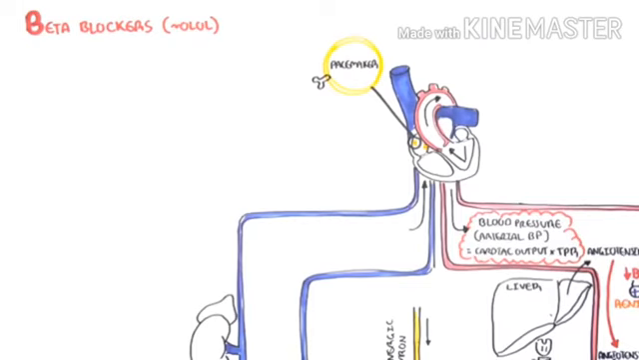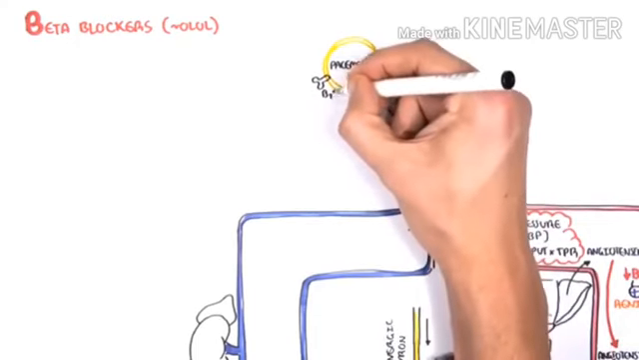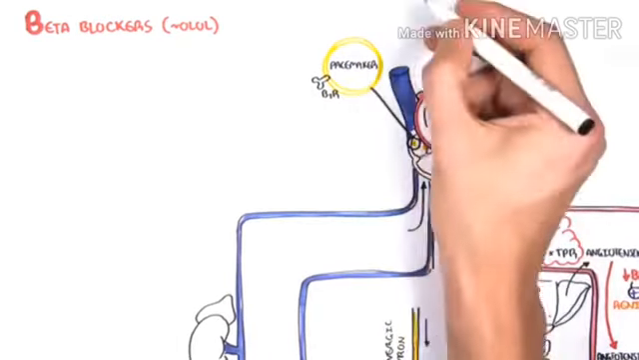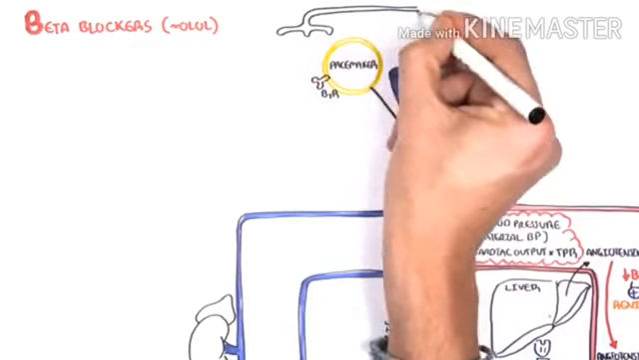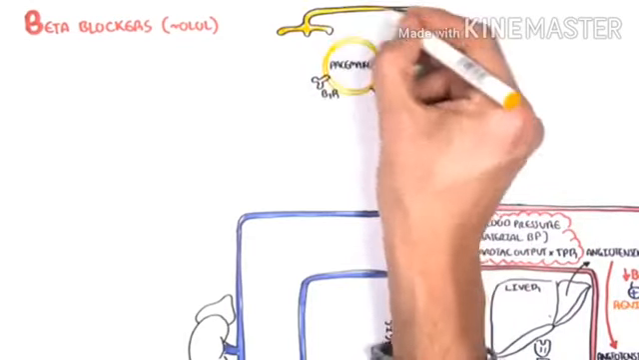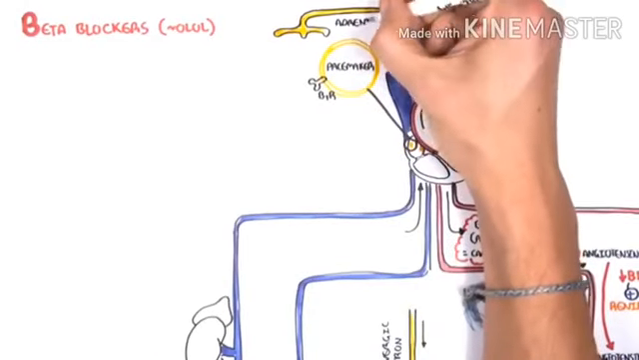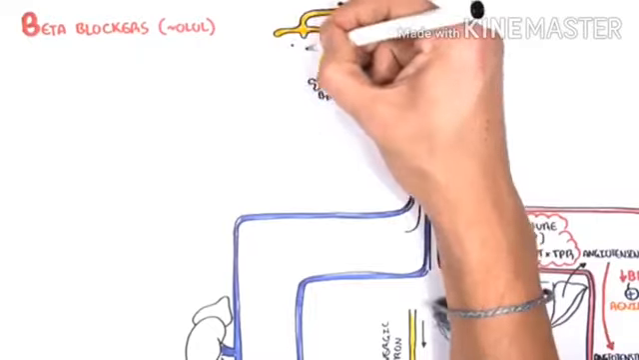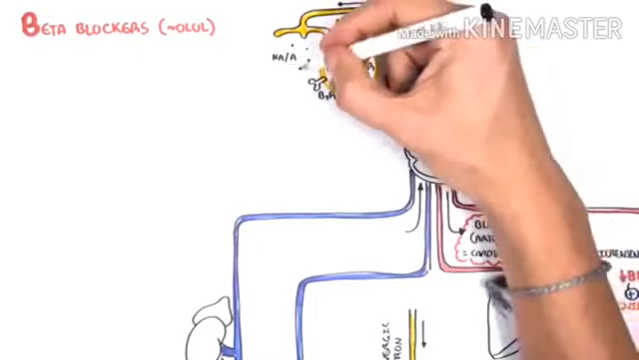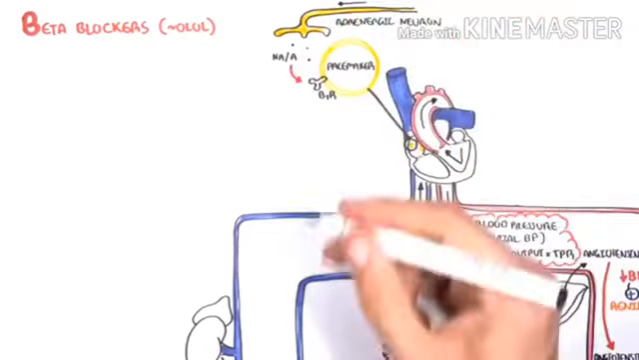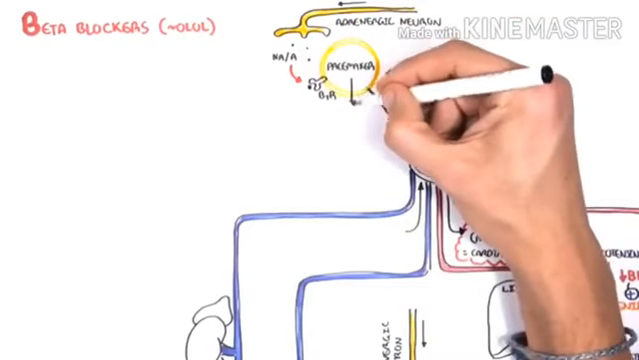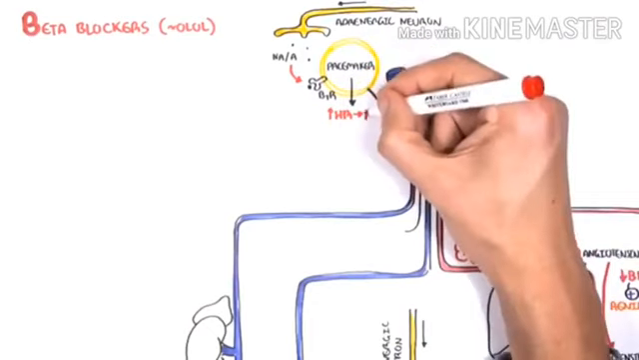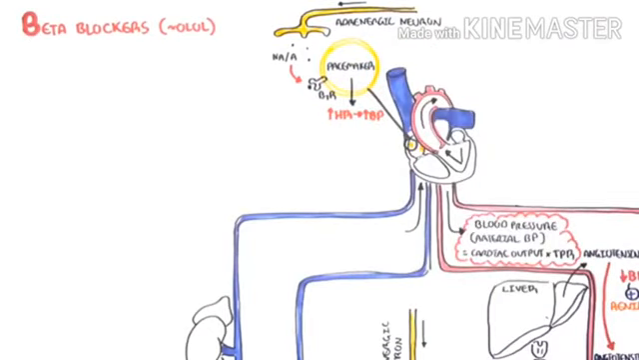Both the SA node and the AV node are supplied with beta receptors, and the activity of the heart is regulated by the sympathetic as well as the parasympathetic nervous system. The pacemaker cells have beta 1 receptors on them, and the beta 1 receptors get activated by the sympathetic nervous system through the adrenergic neurons. Adrenergic neurons release neurotransmitters like noradrenaline and adrenaline. Noradrenaline and adrenaline bind to the beta 1 receptor located on the pacemaker cells, and thereby increase the heart rate. Increasing the heart rate indirectly increases the blood pressure. We already discussed this in the last lecture.